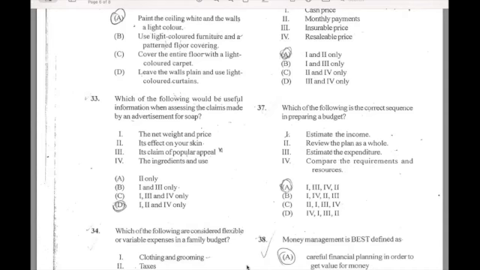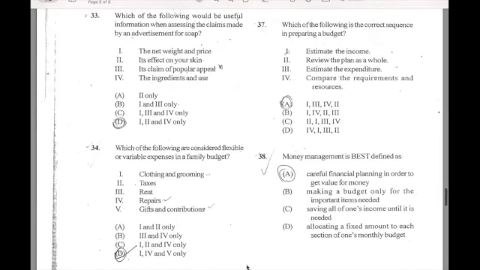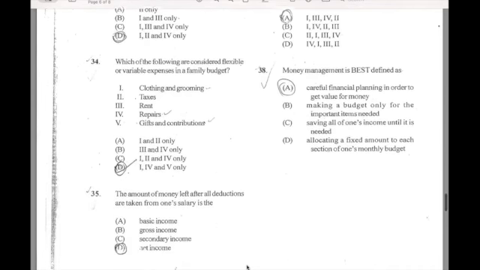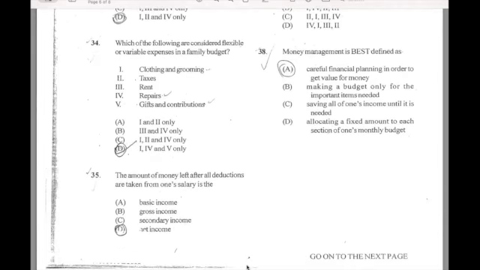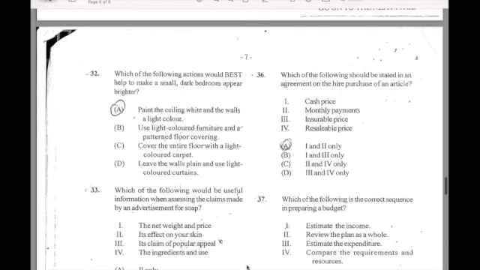Which of the following are considered flexible or variable expenses in a family budget? Clothing and grooming, taxes, rent, repairs, gifts, and contribution. So if your answer is D, then you are correct. The amount of money left over, after all deductions are taken from one's salary, is called your net income.